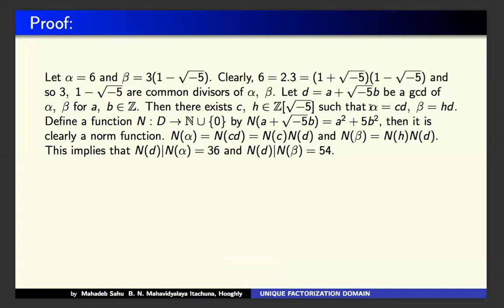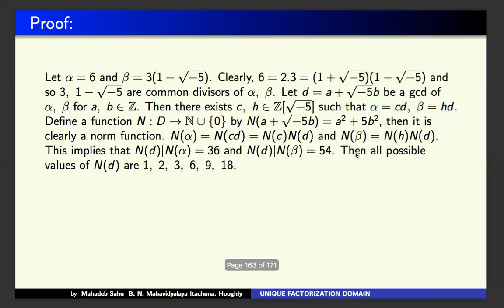Just apply the N function here. You get N(alpha) equals N(c) into N(d), therefore N(d) divides N(alpha), and N(d) divides N(beta) also. What is N(alpha)? 36, and N(beta) is 54. Then all possible values of N(d) dividing both 36 and 54 are 1, 2, 3, 6, 9, 18.